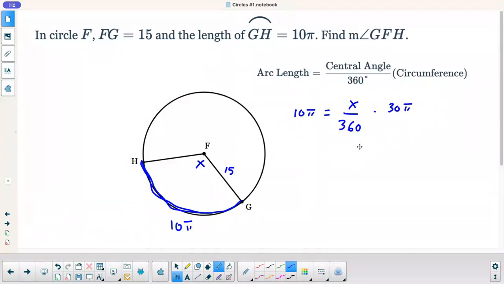So let's see here. A little bit of algebra required here. Probably the easiest way to do it would be, let's multiply by 360. Let's get rid of this fraction. There's a couple different ways you could do it, but I'm going to try to do the least amount of calculator possible. And then since this is times, I could divide by 30 pi.